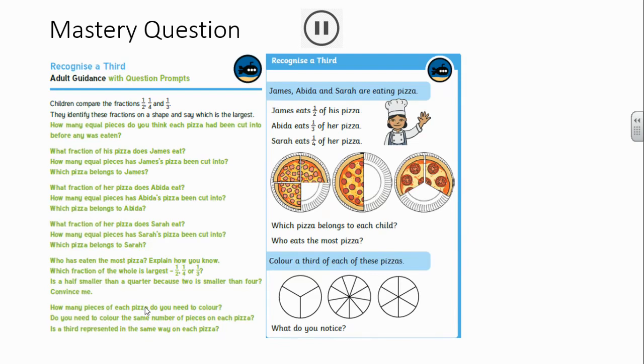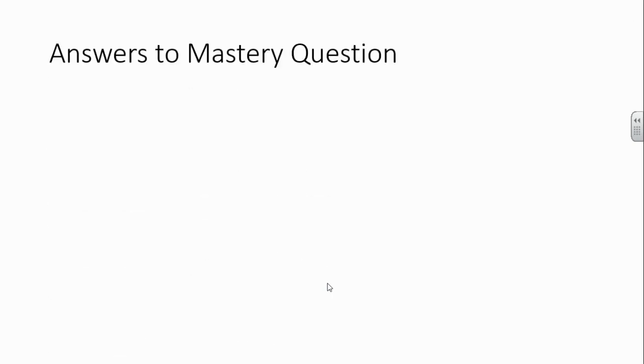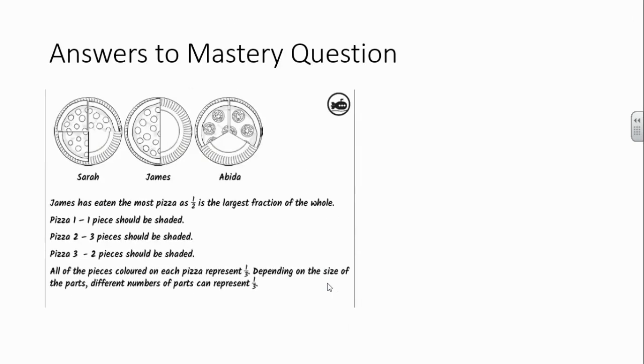8. Once you have finished your questions, have a look at this mastery question. Mastery question is basically a deep level thinking question. Pause here and have a go at it. This side of it is a guidance for parents to prompt their children with questions so that they can have a go at answering these questions on this side. Once you have finished this, you can have a look at the answers to the mastery question and see if you got it right.